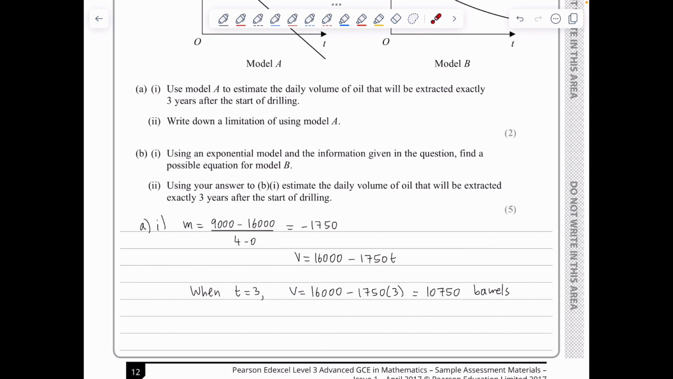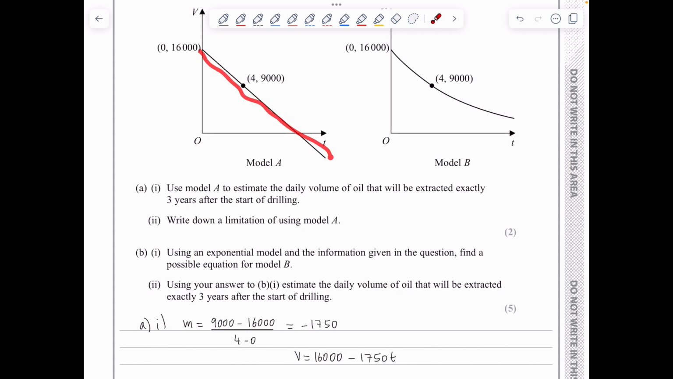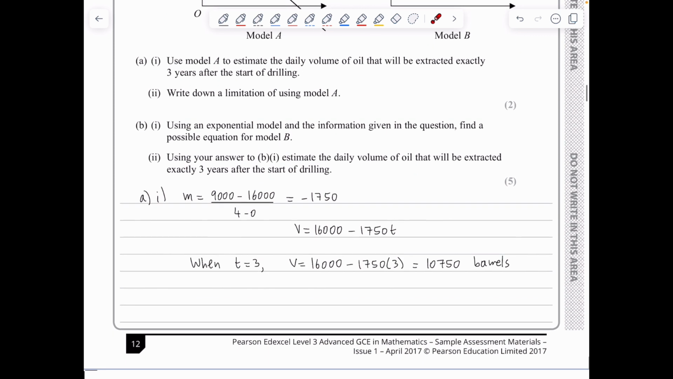In part ii, we are asked to write down a limitation of using model A. Well, if we look at the straight line here, we can see that at some point it's going to go negative, which means a negative volume will be extracted, which is obviously not possible. So we could simply say that after a long time, the model predicts a negative volume, which is not possible.